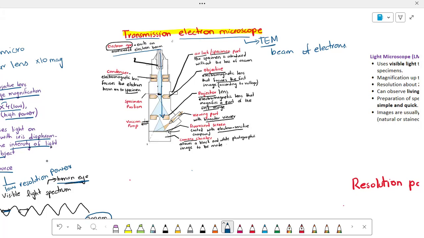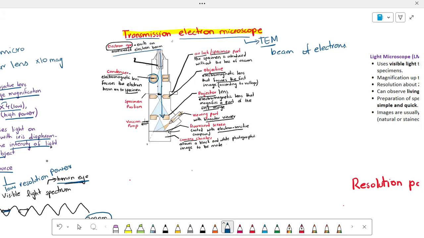The next part is the condenser. It is also called electromagnetic condenser lenses. These are not glass lenses like those in light microscope. Instead, they are electromagnetic lenses, which use magnetic fields to focus the electron beam onto the specimen.